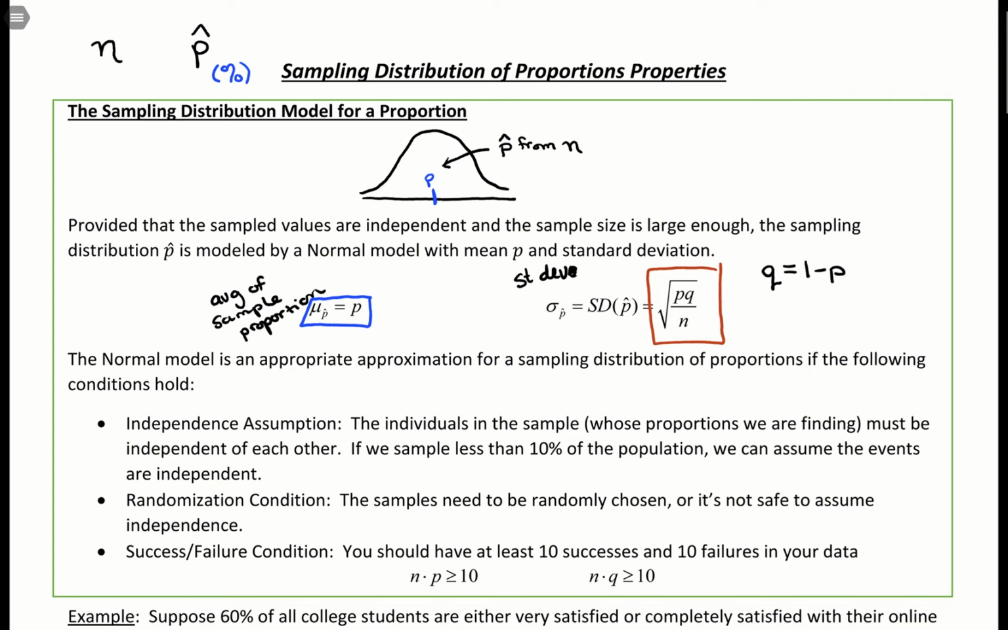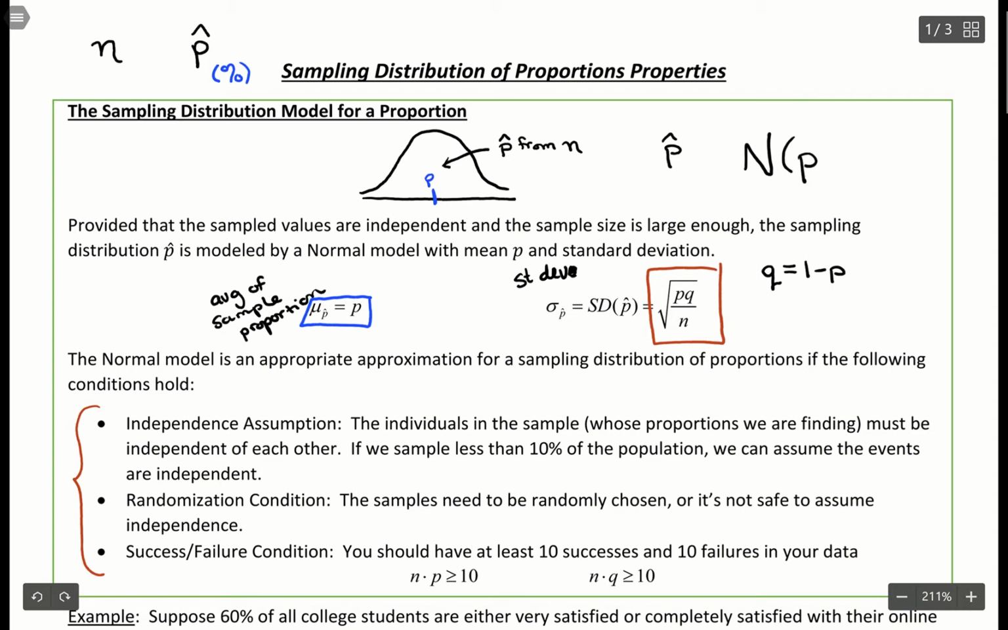So with that, when we're trying to map these possible sample proportions, we'll have a normal distribution given that we pass our conditions that we're going to talk about down here. The center of the distribution will be our population proportion. Standard deviation will be the square root of this population proportion times its opposite over our sample size.